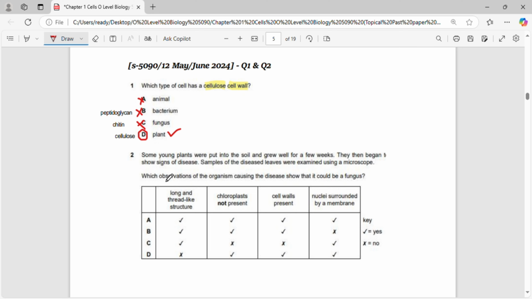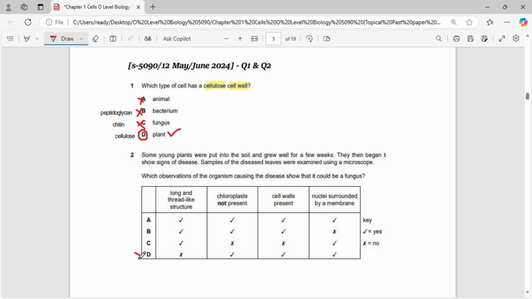But don't worry, if you have studied all the concepts thoroughly, you'll be prepared. Through this question, we'll gain a brief insight into fungal cells. Look at the characteristics listed in the table. I'll clarify for you whether they belong to fungal cells or not, since you haven't studied this topic yet. Fungi are eukaryotic organisms, meaning their cells have a nucleus enclosed by a membrane. They also possess cell walls but lack chloroplasts. Fungi typically have long, thread-like structures called hyphae that help them absorb nutrients.